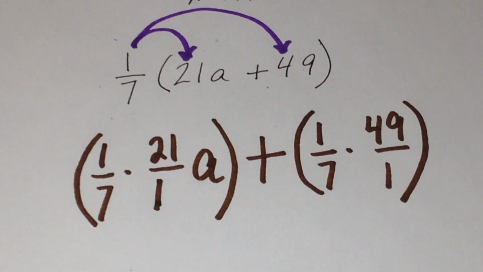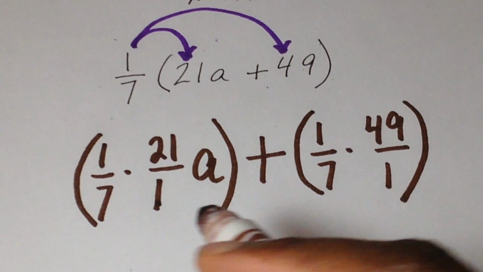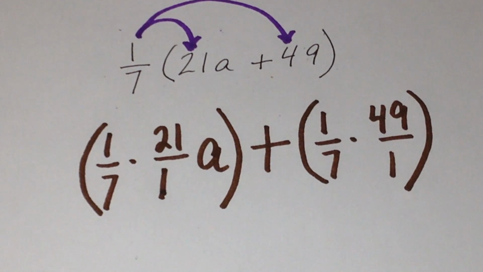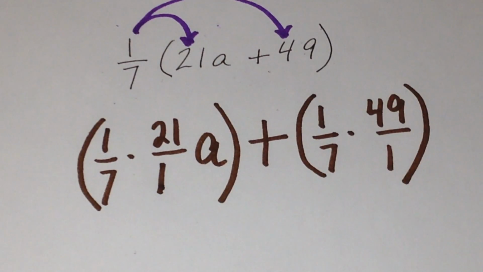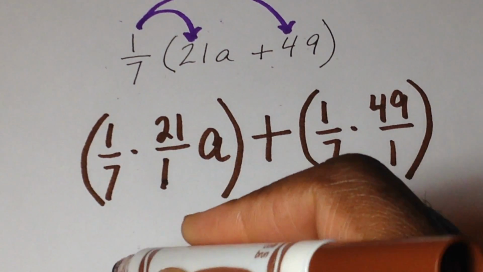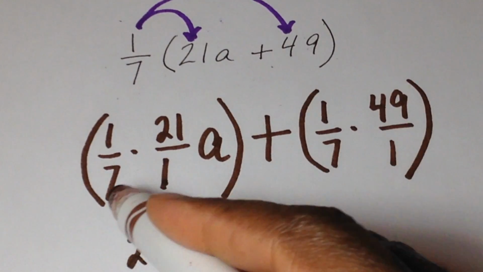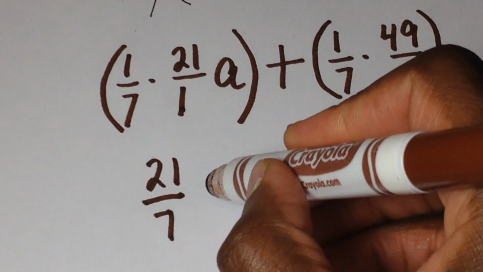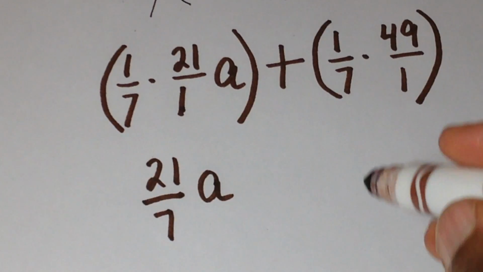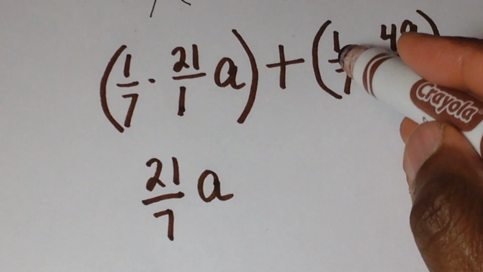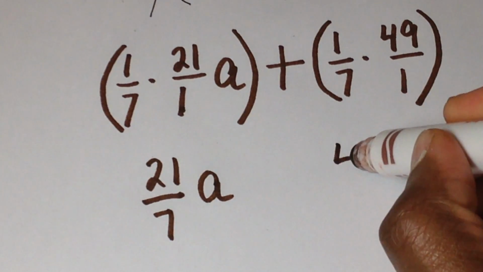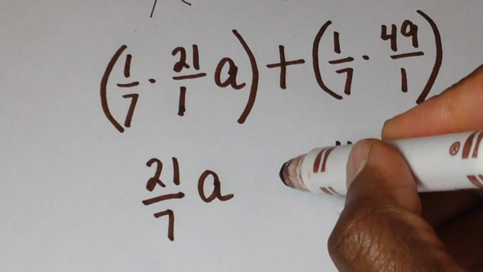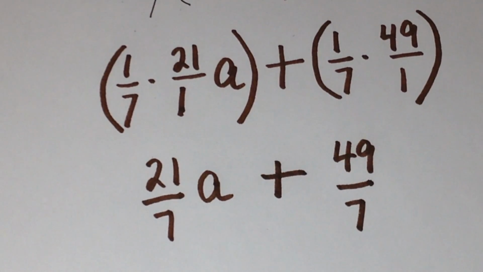Now, the easiest way to do the multiplication with fractions is just to multiply the numerators and then multiply the denominators, and finally simplify if it can be simplified. So let's do the first set. It's going to be 1 times 21, which is 21, and 7 times 1 is 7. So we have 21 over 7, a. And if we do the next set, we have 1 times 49 is 49, and 7 times 1 is 7. Let's remember to keep our plus sign there.